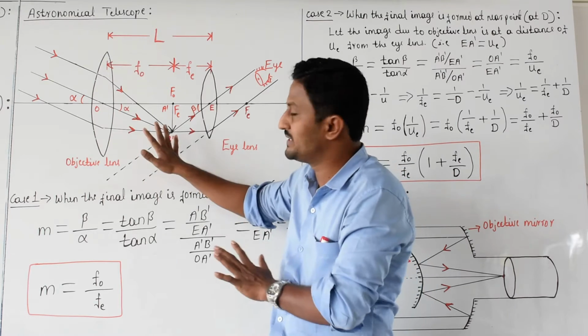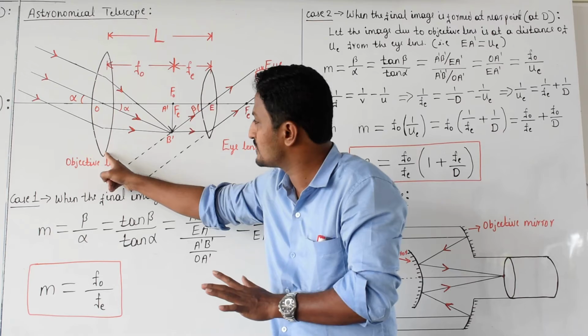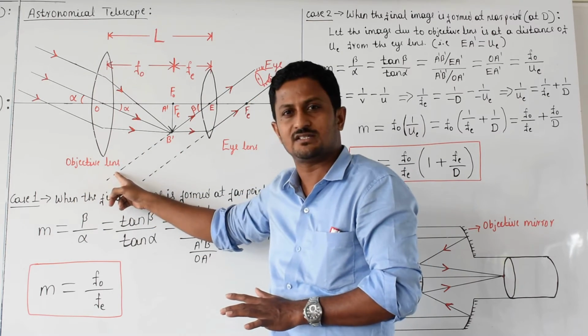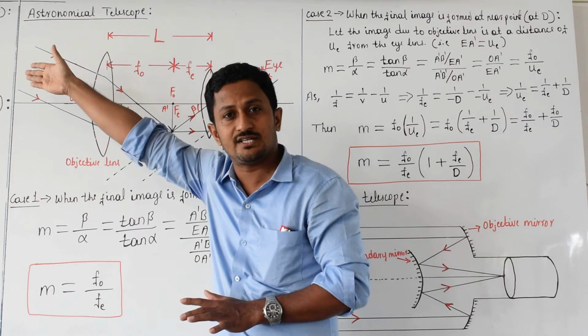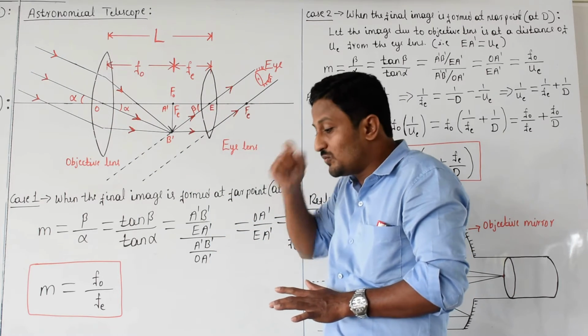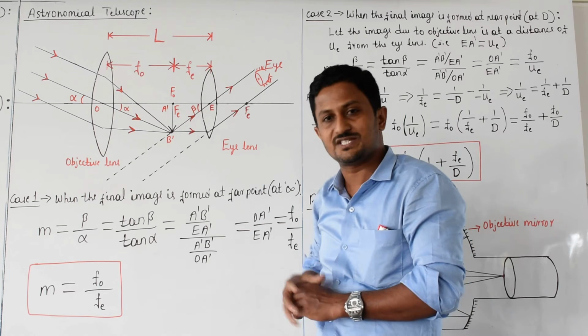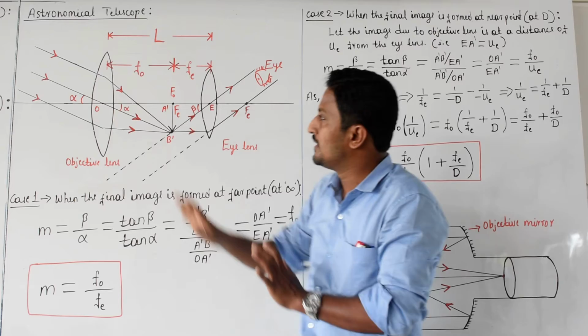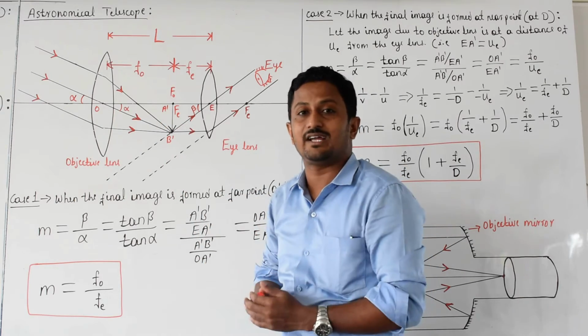Okay, look at this diagram. Here also there are two lenses. One is an objective lens, which is towards the object, and another one is the eye lens, through which we watch it. Okay, eye lens. Now look at the ray diagram.